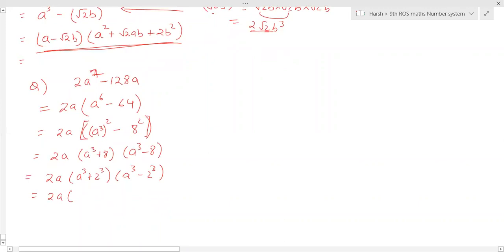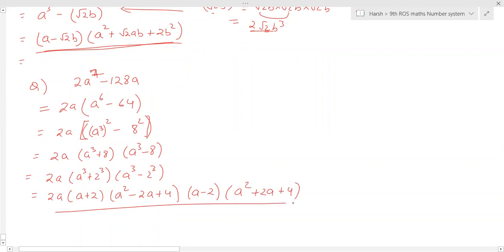So this is a cube plus b cube form. So a plus 2 into a square minus 2a plus 4. And this is a minus 2, a square plus 2a plus 4. Correct. That's correct. Good. Others, any doubt anyone has in this question?